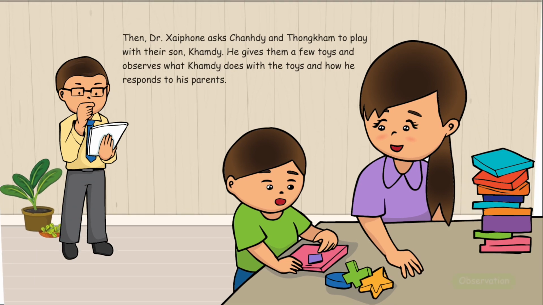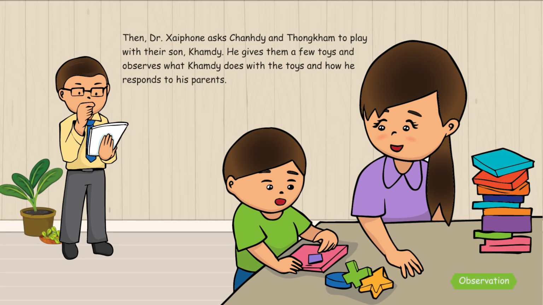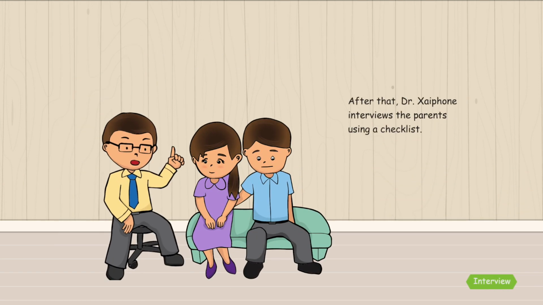Then, Dr. Xaiphone asks Chandi and Tongkham to play with their son Khamdy. He gives them a few toys and observes what Khamdy does with the toys and how he responds to his parents. After that, Dr. Xaiphone interviews the parents using a checklist.